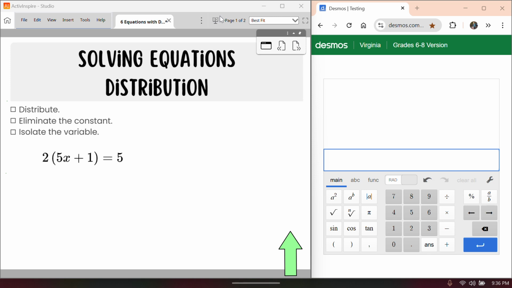Hey everybody! Today we are going to be doing the notes for solving equations with distribution. So if you have the notes page, go ahead and grab that and get it out. If not, just follow along, no big deal.